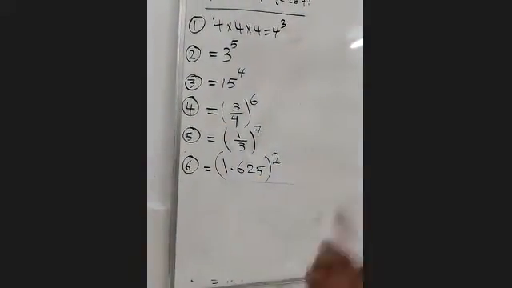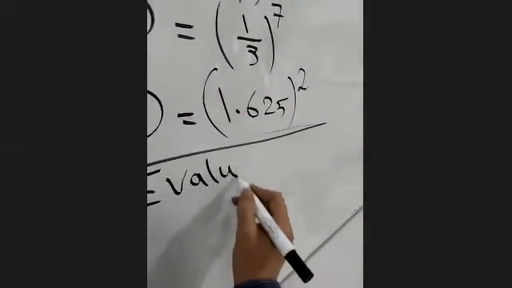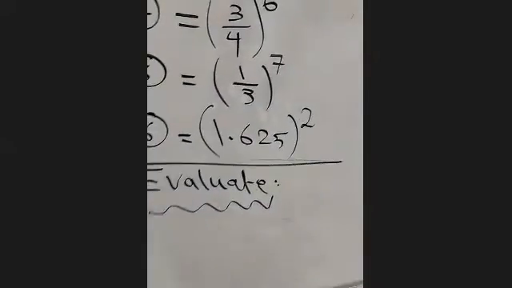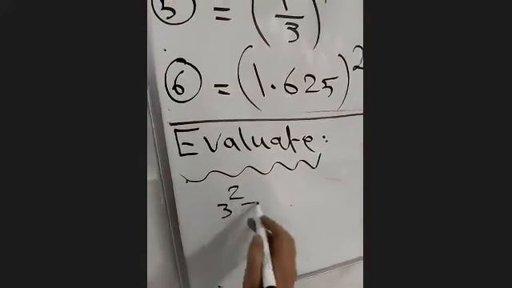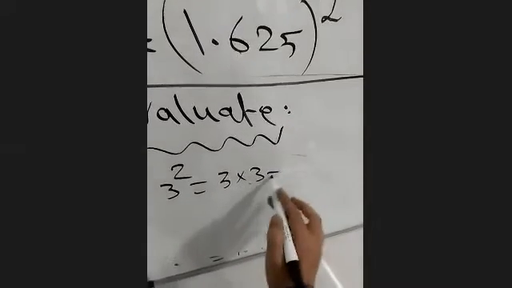Okay? Now, the second idea. If you read the first word, it is evaluate. Yesterday we said this word means to calculate and find the answer. If I want to evaluate 3 to the power 2, I need to find the answer of it, which is 3 times 3, which means 9. This is the next idea. So let's solve these exercises in the second idea.